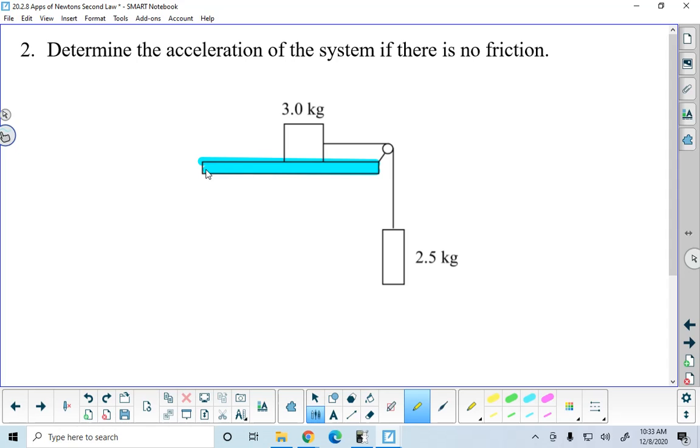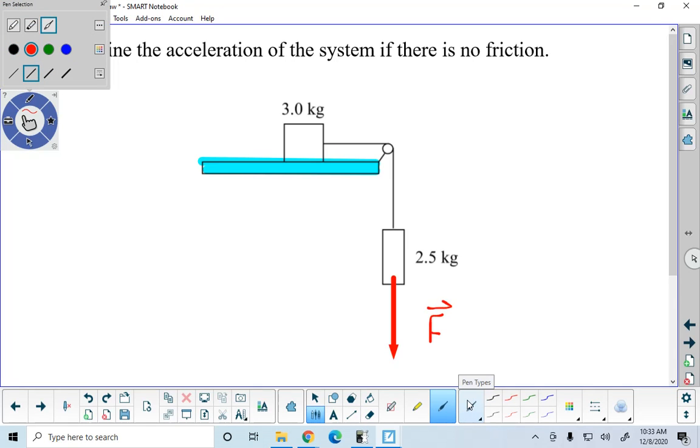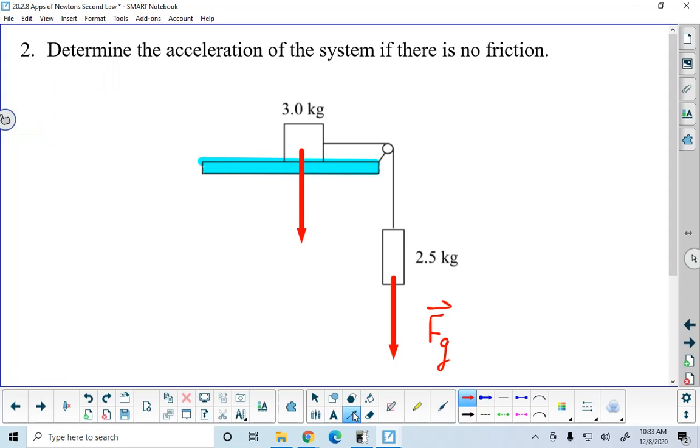Well, if we draw all of the forces acting on this, there is a force of gravity acting down on the 2.5 kilogram mass. And I'm just going to label that as Fg. And I'm going to hope that everybody understands when you calculate that Fg, you have to use that mass. There is also a force of gravity acting on the 3 kilogram mass, which, by the way, is bigger than the force of gravity acting on the 2.5 kilogram mass.